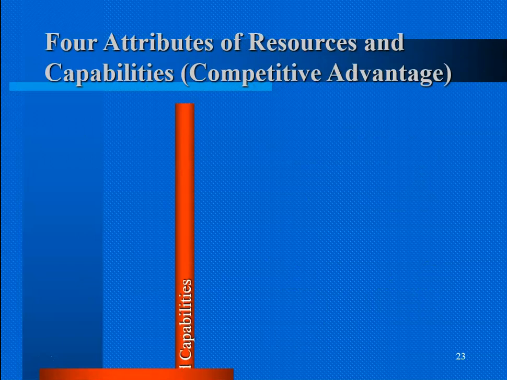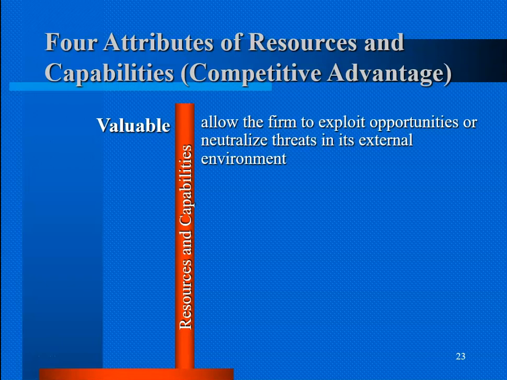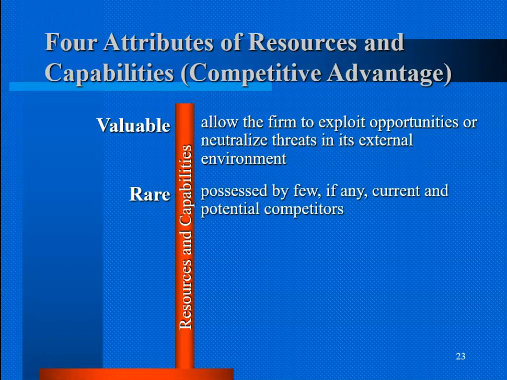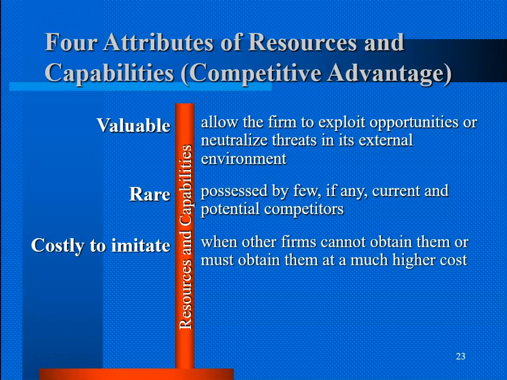Now there are 4 attributes of resources and capabilities that will cause us to have above average returns. So your firm or the product it is offering or how you want to go in the market has to be valuable. It allows the firm to exploit opportunities or neutralize threats in its external environment. It also has to be rare, possessed by a few, if any, current and potential competitors. So not a lot of competitors have it, if any. Also, your strategy must be costly to imitate. This means that when other firms cannot obtain them or must obtain them at a much higher cost than you would.